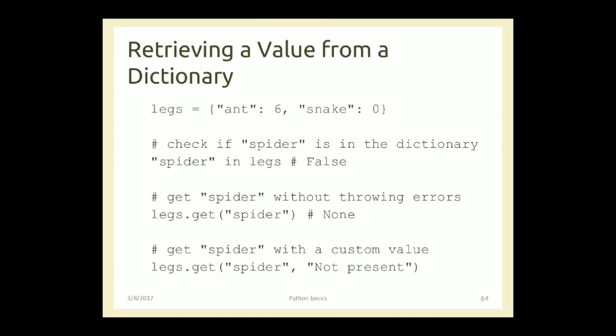And the last is, what if you want to give your own personalized, customized message? You don't want the Python interpreter to raise any error. You want it to give the message that you want, like 'not present' for a given key which is not present in the legs dictionary. So you can write legs.get('spider', 'not present'). That means in case this key is not present in the dictionary, this message 'not present' will be returned.